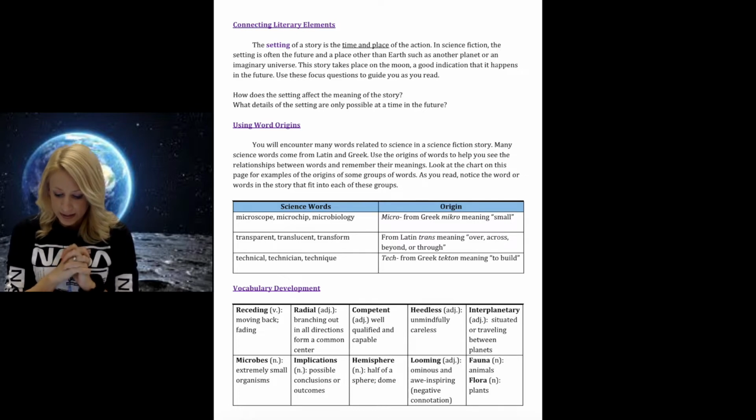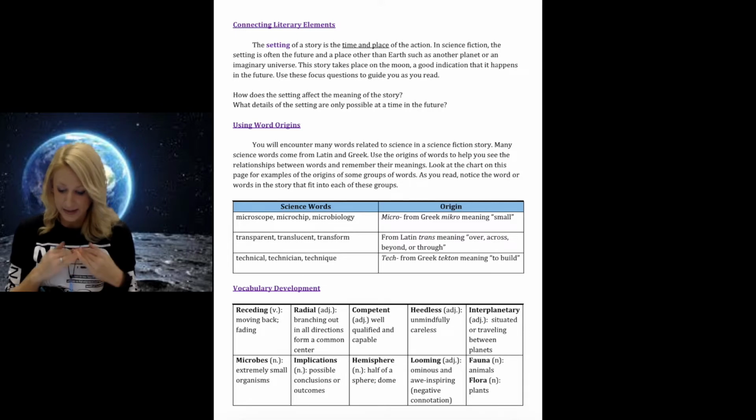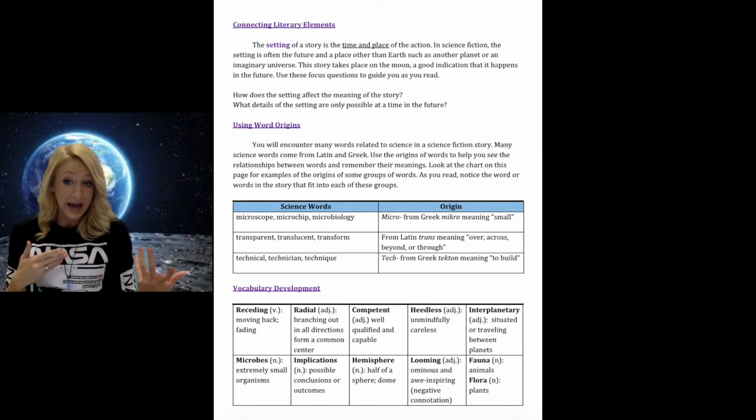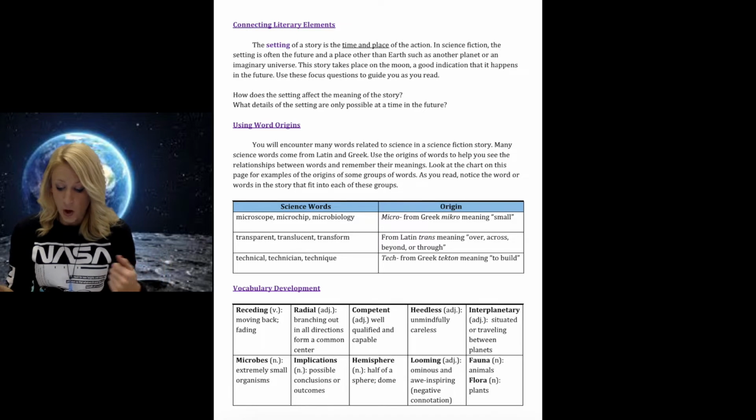The next one from Latin is trans, and when we see trans in a word, that means from the Latin root trans, over, across, beyond, or through.